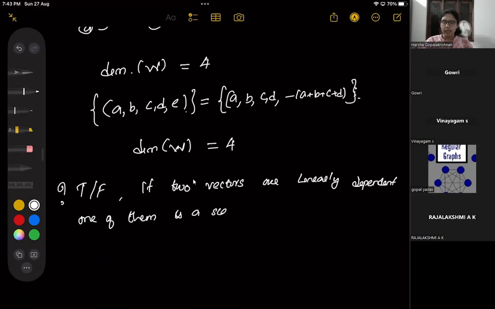So we have one statement. We need to check whether this is true or false. It is given that 2 vectors are linearly independent. So the question is whether one of them is a scalar multiple of the other. The statement says one of them is a scalar multiple of the other. So, true, ma'am? Yeah, true. Can you give the explanation?